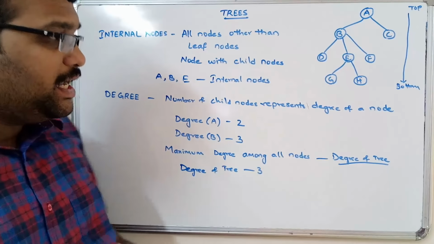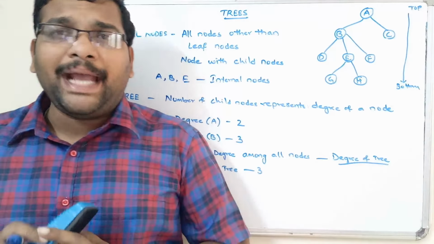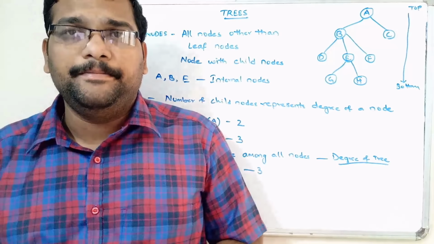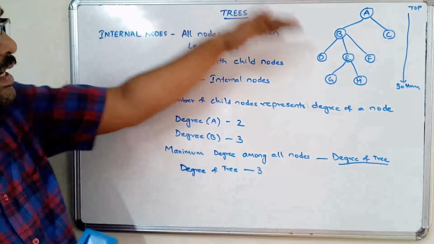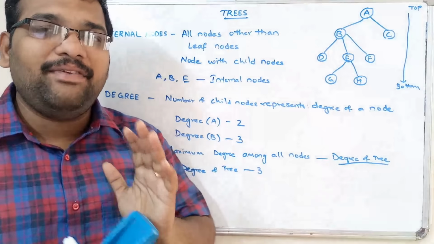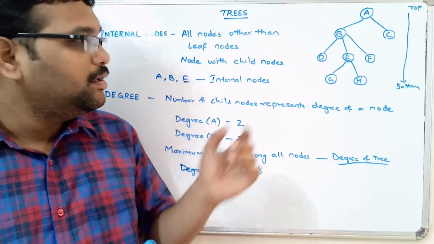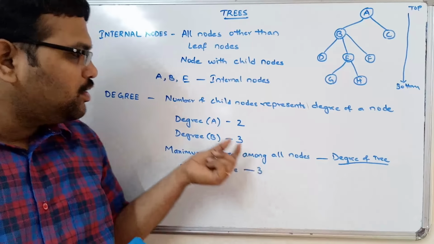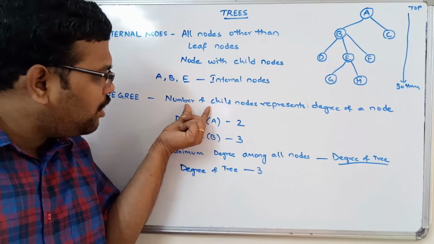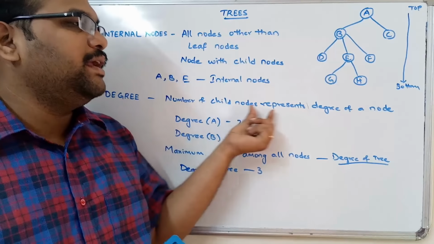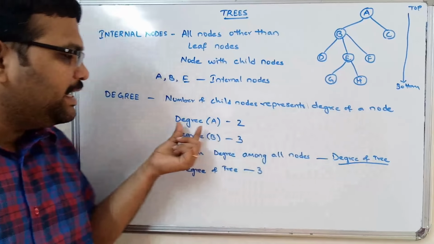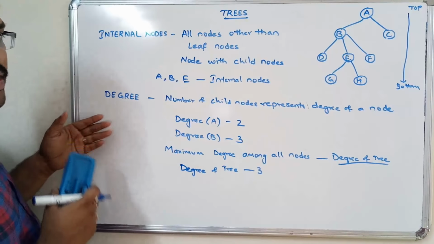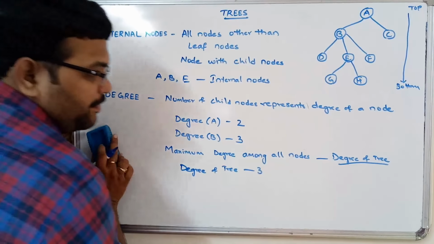So simply we can say the node with the maximum number of children gives the degree of a tree. In the tree, whatever node is having the maximum number of children, that we call the degree of the tree. So if you count the number of child nodes for each node, that will be the degree of a node. So this is called degree. Next.